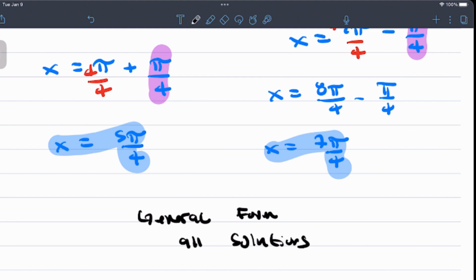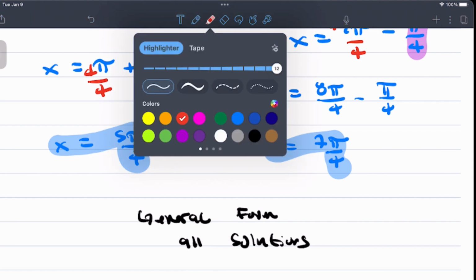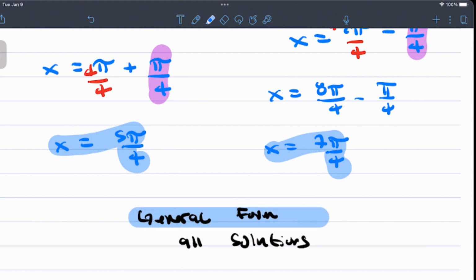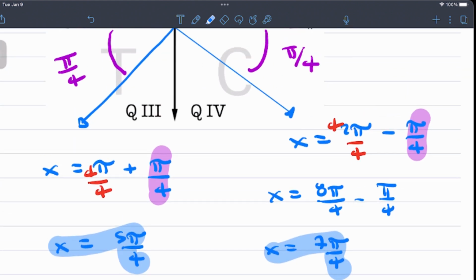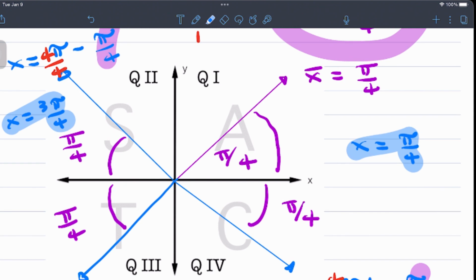So how do we get the general form for all solutions here? Now, here's what I want to remark. It's very simple. It's going to be very easy. Do you remember what we talked about last time? Remember this here? You see that first solution for x is pi over 4? I want you guys to notice this.